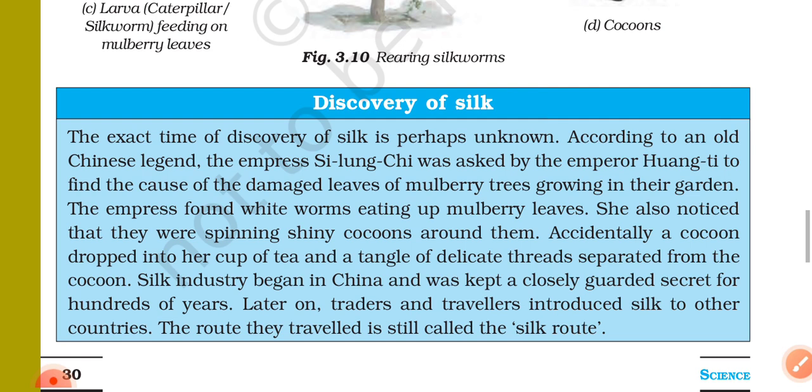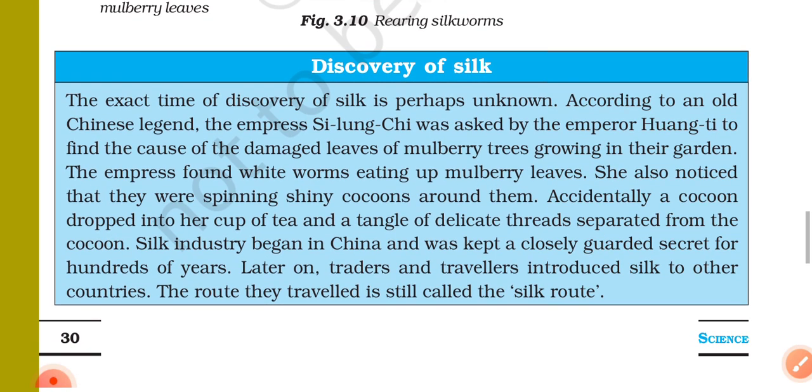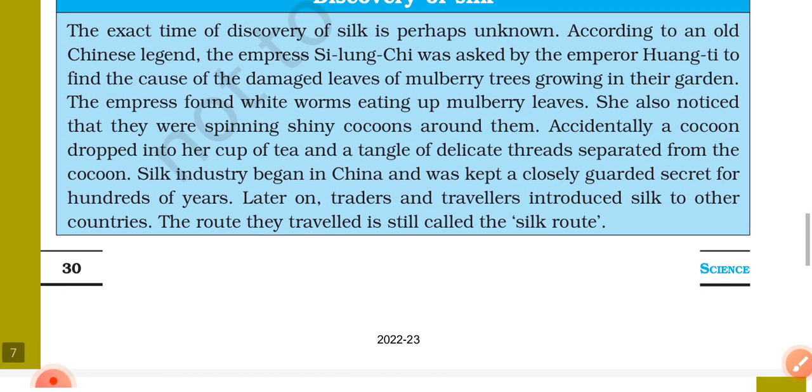Discovery of silk. The exact time of discovery of silk is perhaps unknown. According to an old Chinese legend, the Empress Si Lung Chi was asked by the Emperor Huang Ti to find the cause of the damaged leaves of the mulberry tree growing in their garden. The Empress found white worms eating up mulberry leaves. She also noticed that they were spinning shiny cocoons around them. Accidentally, a cocoon dropped into her cup of tea, and a tangle of delicate thread separated from the cocoon.